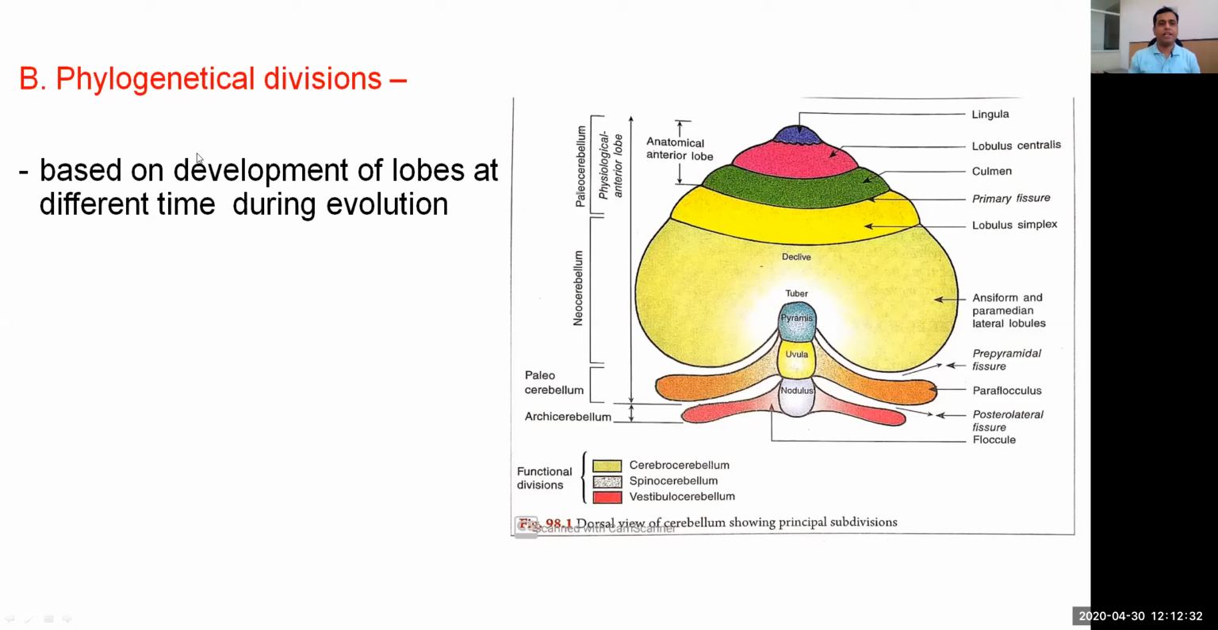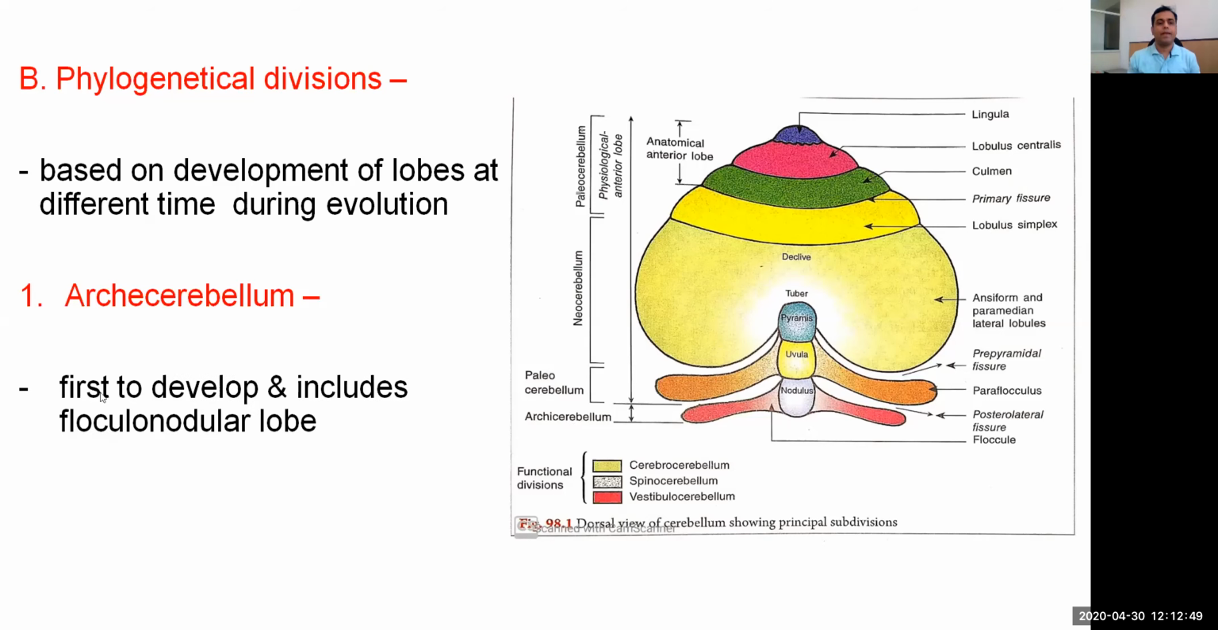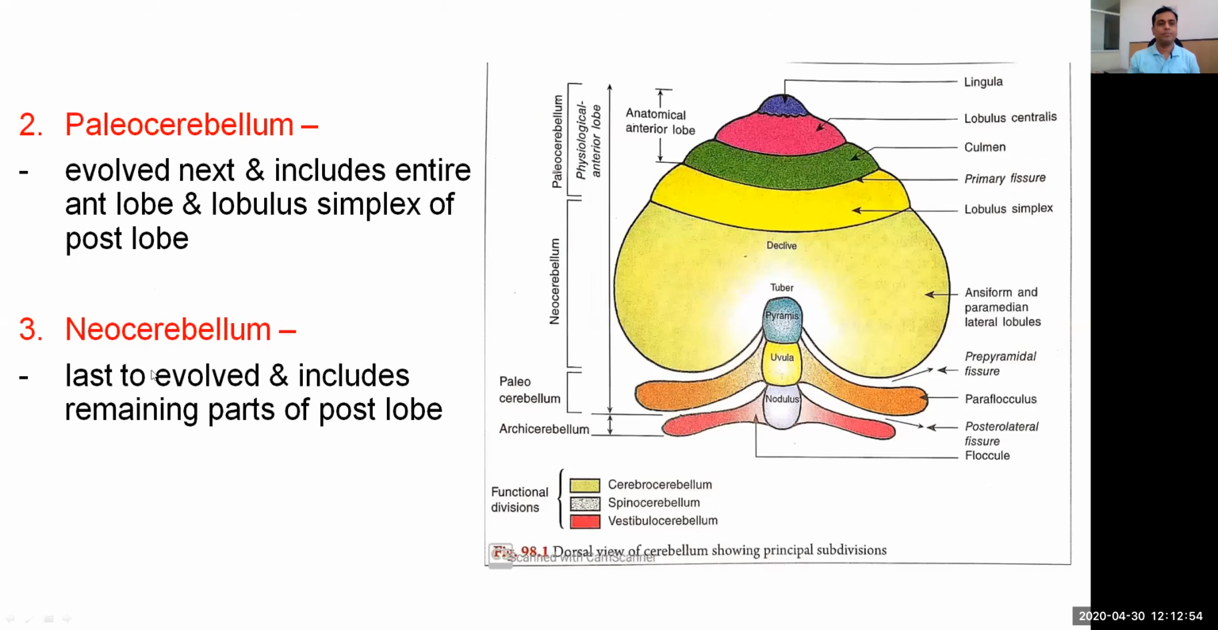Coming on to the phylogenetic division, based on the development of the lobes at different times during evolution. Archicerebellum, this particular part, is the first to develop and includes the flocculonodular lobe. This is the nodule and these are the flocculi. Paleocerebellum, this particular part, evolved next to the archicerebellum and includes the entire anterior lobe and lobulus simplex of the posterior lobe, as we can see in the diagram also. Neocerebellum is the last to evolve and includes the remaining part of the posterior lobe.